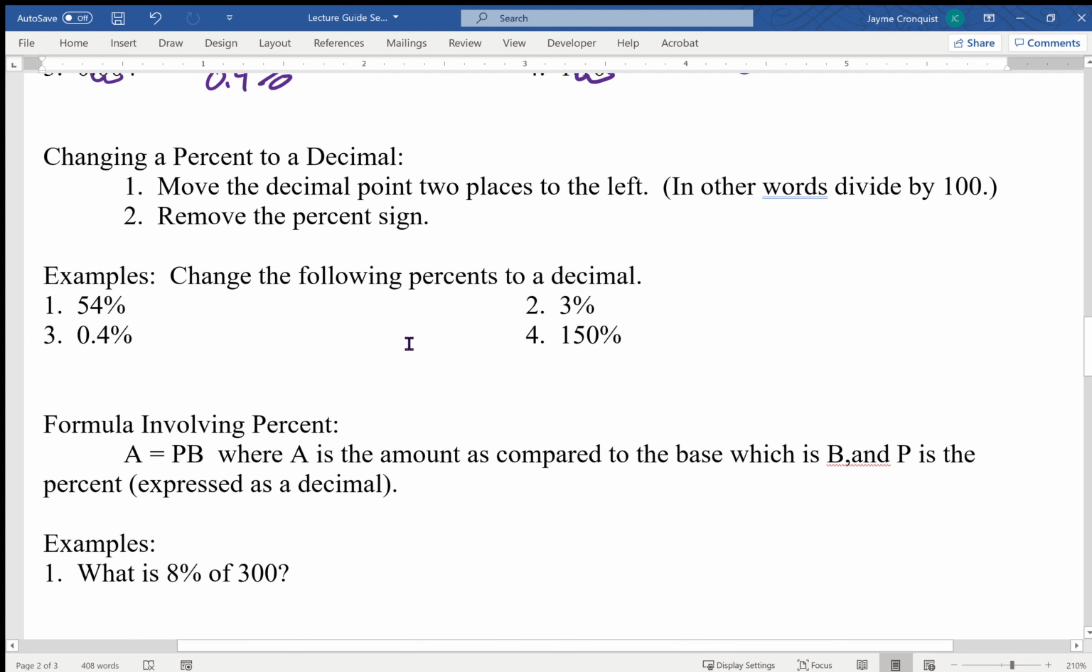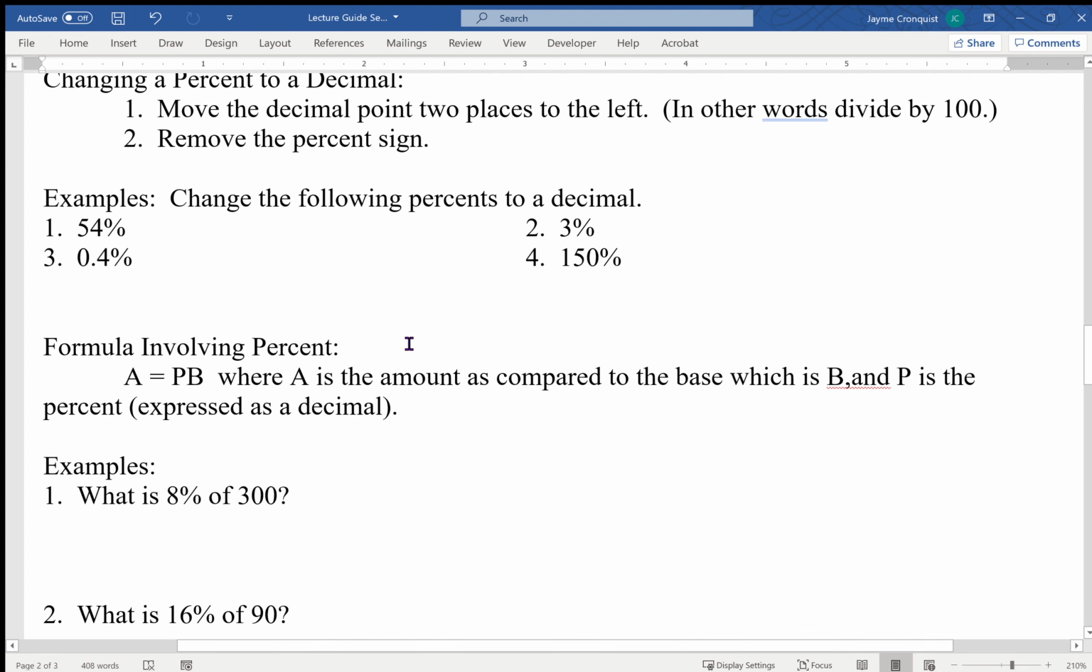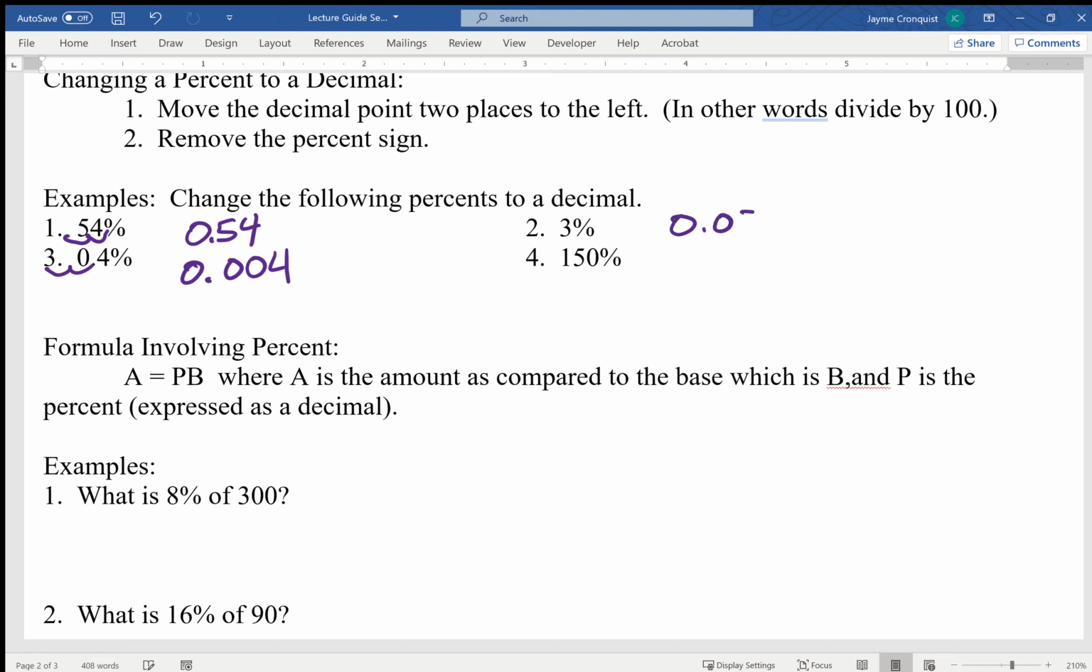Changing a percent to a decimal. Now we go the other direction. So we're going to move our decimal places 2 places to the left. We have 0.54. And 1, 2, we have 0.004. 3% is 0.03. 150% is 1.5. 1.50 if you want to see them all. You don't have to put the 0.